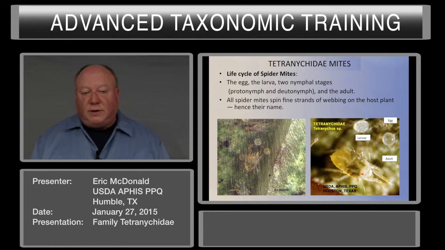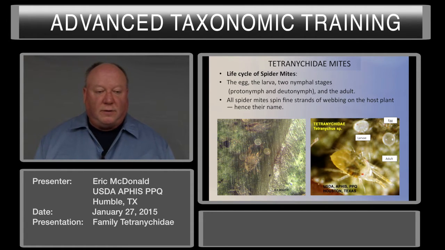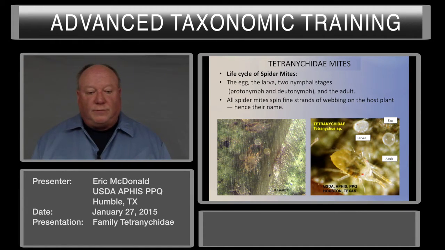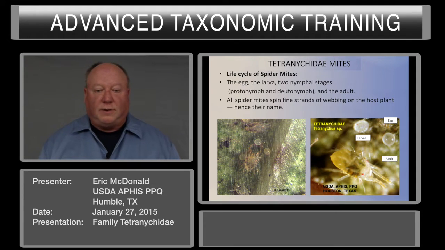And eggs hatch in 3 to 6 days into a first instar larvae. It is colorless when it hatches. It turns yellowish or pinkish after feeding and has 3 pair of legs. There are 2 nymphal instars after the larvae, called the protonymph and the deutonymph. These both have 4 pair of legs, as does the adult. Larvae and nymphs complete development in 4 to 9 days, and there are many overlapping generations per year. The adult female lives 2 to 4 weeks and is capable of laying several hundred eggs during her lifetime.